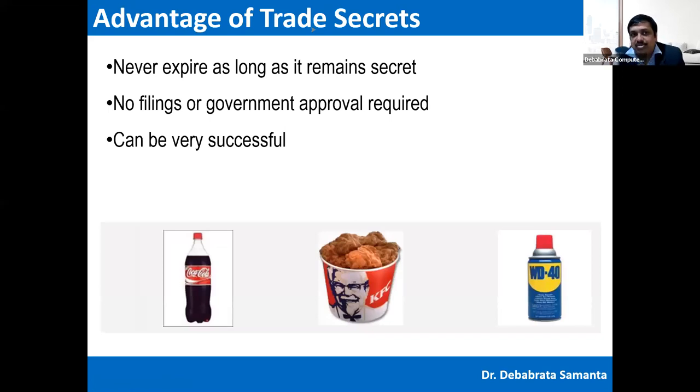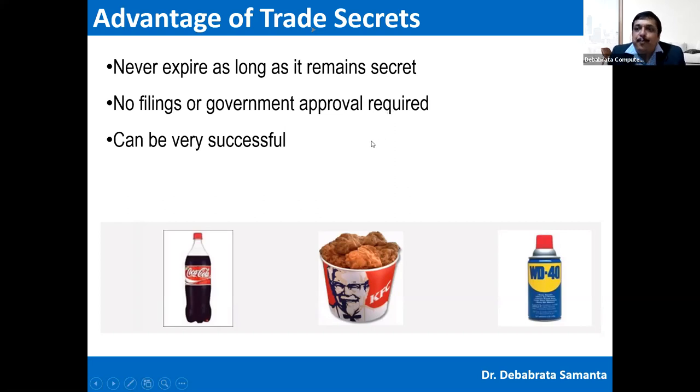The advantage of a trade secret is that it never expires, because a trade secret can last 100 years, 200 years. I think one US trade secret is already 155 years old, and it is still going on. So this type of protection you can get under the trade secret mode.